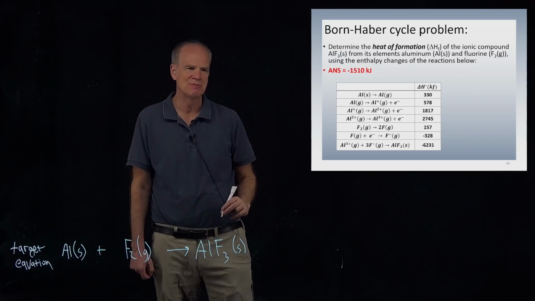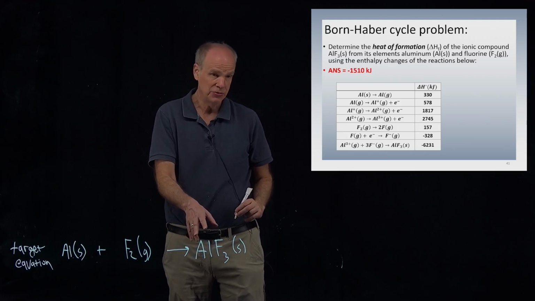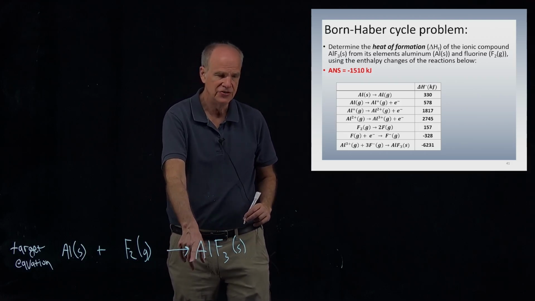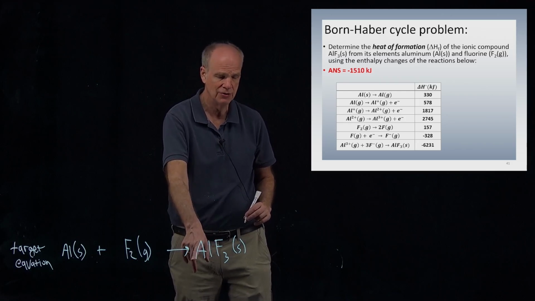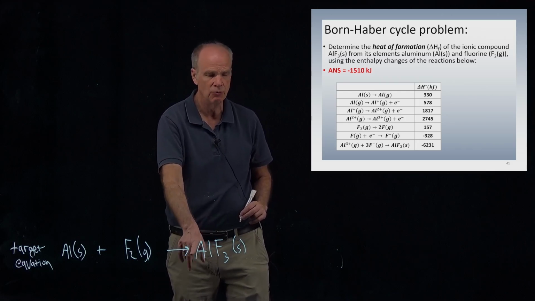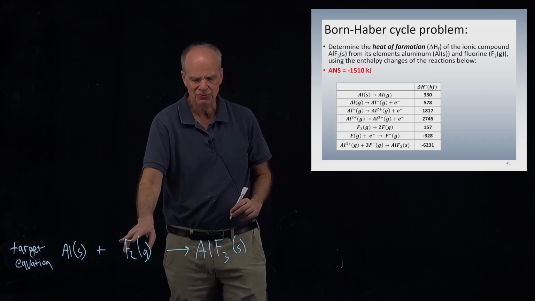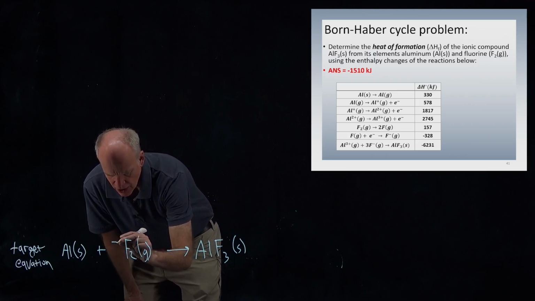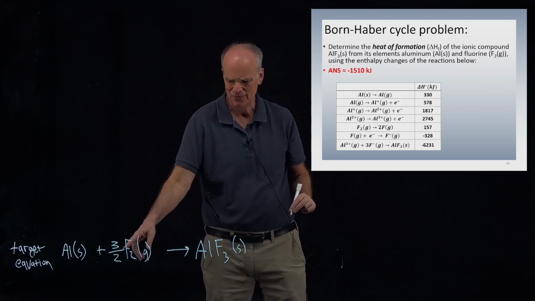Now, you can see there's some problems here. And so one problem is that this equation is not balanced. So one of the things you may already know is that with heat of formation equations for compounds, we can only have 1 mole of the compound. So we can only have a 1 here, and so we can't really adjust the coefficients here. So how do we balance the fluorines? Well, the fraction you want is 3 halves. So let me explain why that's the case.